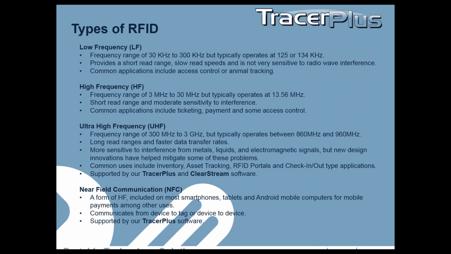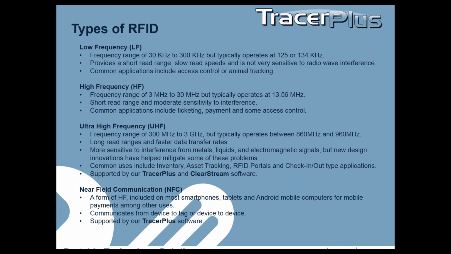So I also want to talk about the types of RFID out there. The first being low frequency, or LF. So that ranges in a frequency of 30 kilohertz to 300 kilohertz, but typically operates between 125 or 134 kilohertz. Low frequency provides a short read range. It is slow with reading, and it's not very sensitive to radio wave interference, which is good, so you shouldn't have to worry too much about environmental factors. Common applications for low frequency are access control or animal tracking. So those are some of the common apps for that.